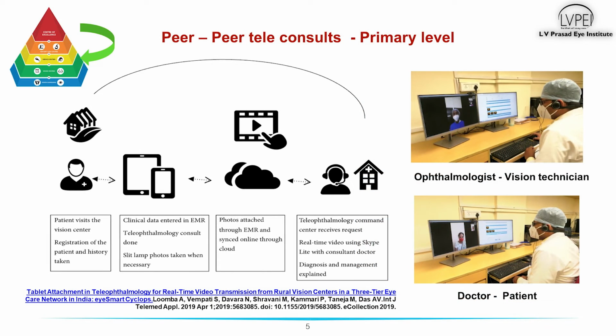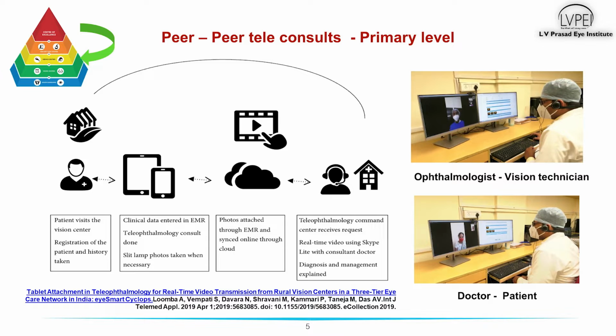Let us look at the process of peer-to-peer teleconsultation happening at the primary level in our network. The steps include an initial patient visit to a primary care vision center in a rural area. Consent for teleconsult, history, slit lamp eye examination, intraocular pressure details, and the anterior and posterior segment photographs are captured by the vision technician on the electronic medical record on a tablet and sent through the cloud network to an ophthalmologist at the tertiary eye care center.